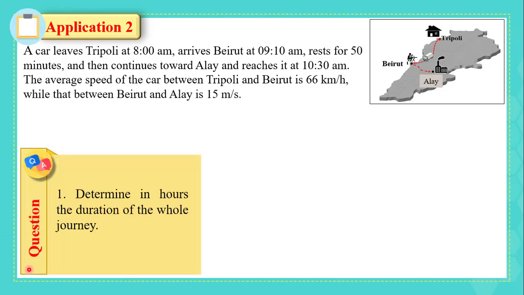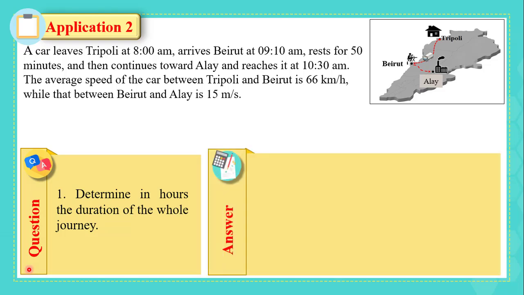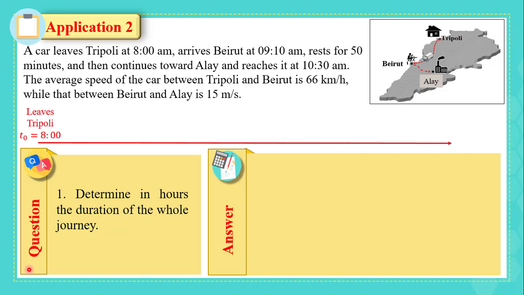First, you are asked to determine in hours the duration of the whole journey. To make your work easier, you can start by drawing a timeline for the different events taking place in the application. The first event is leaving Tripoli at the initial time, which is 8 a.m., and the car arrives in Beirut at 9:10 a.m.